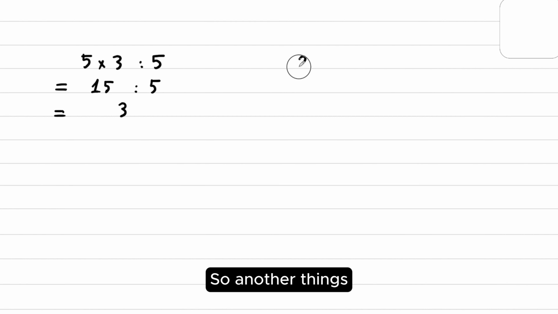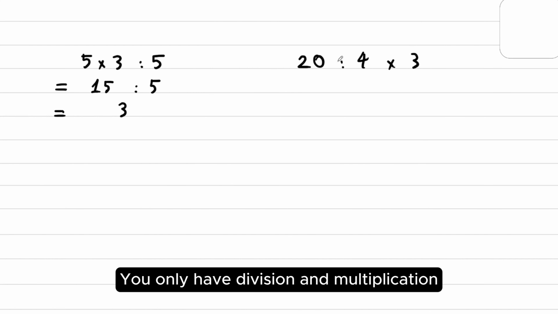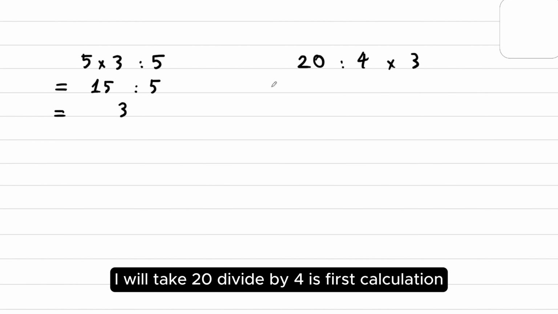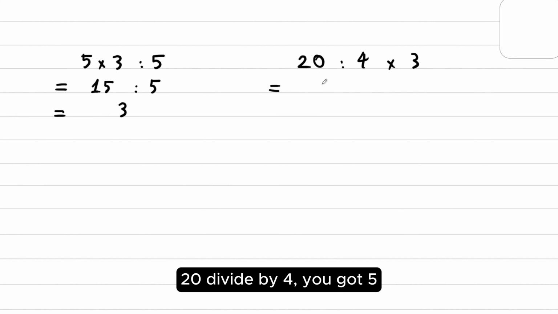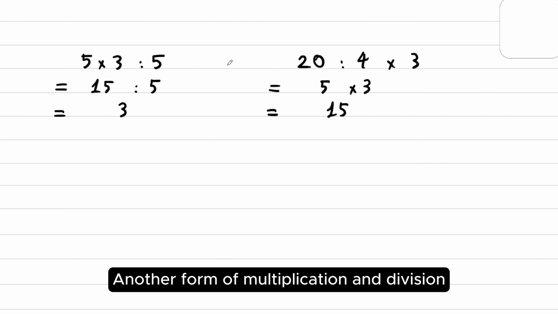Another one: you have 20 divided by 4 and times 3. In this operation, you only have division and multiplication. So from left to right, I will take 20 divided by 4 first. 20 divided by 4, you get 5. About multiplying by 3, I will repeat it like this. So 5 times 3, you get 15. Okay, that is the first two examples for this kind of exercise.